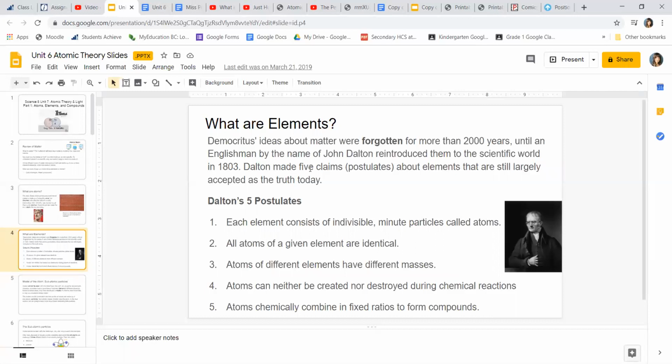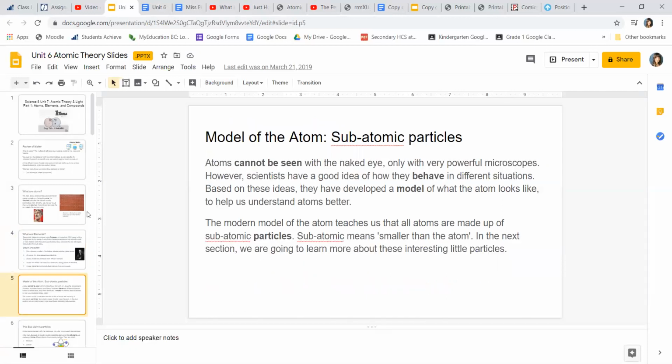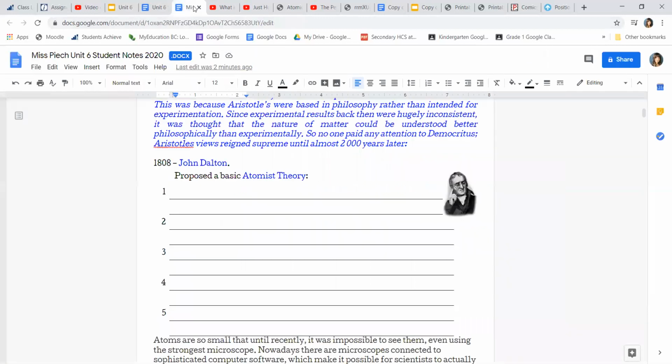And so that was that each element consists of indivisible, minute particles called atoms. And then we have all atoms of a given element are identical. Atoms of different elements have different masses. Atoms can neither be created nor destroyed during chemical reactions, and atoms chemically combine in fixed ratios to form compounds. Again, we're going to be going through each part of the atomic theory through the next few lessons here. And I'm going to go back here, so we're going to start writing that down.